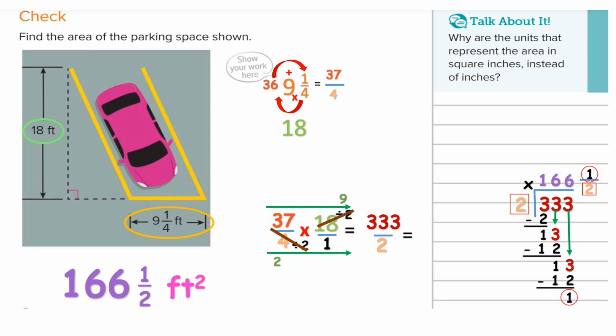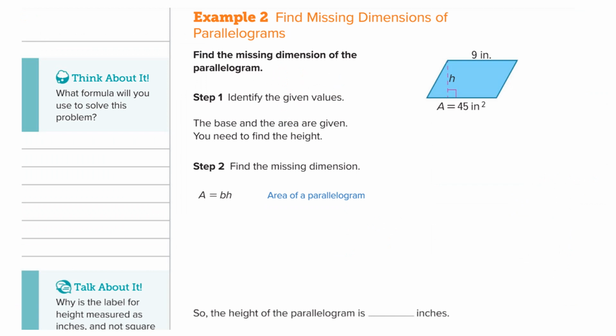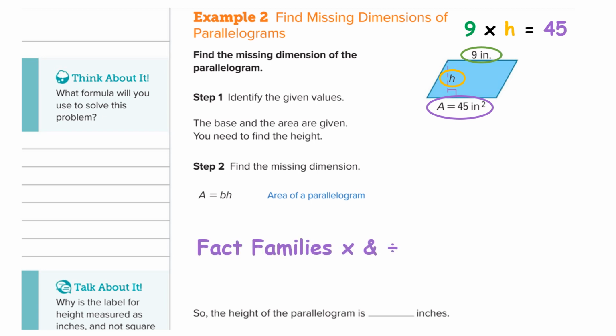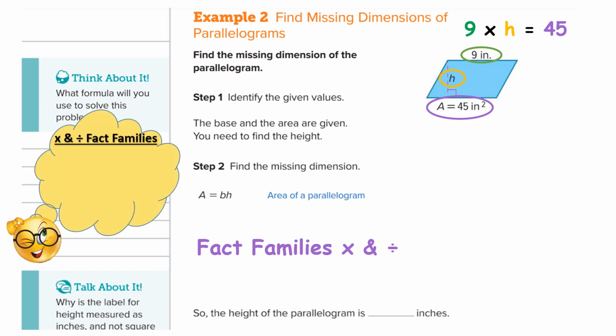But then we have to see that in the next set of examples, they're not going to give us one of our measurements. So if I have an example like this in example 2, where I'm not given one of my measurements, then I have to pause for a moment and look at what I am given, because I'm given an answer, right? So if I know that base times height has to be equal to my area, and it's 9 times h is equal to 45, then we have to remember our fact families for multiplication and division, right?